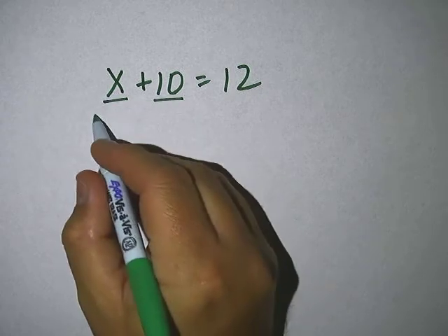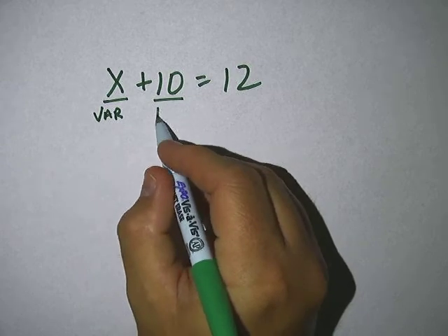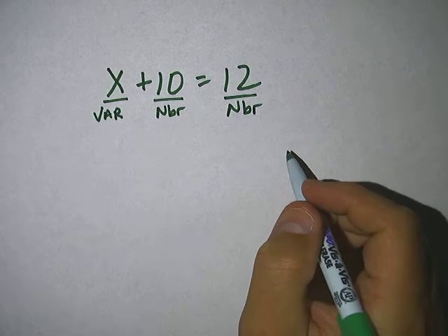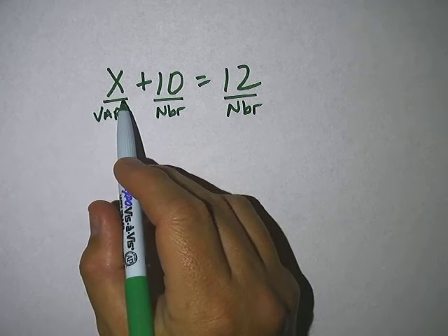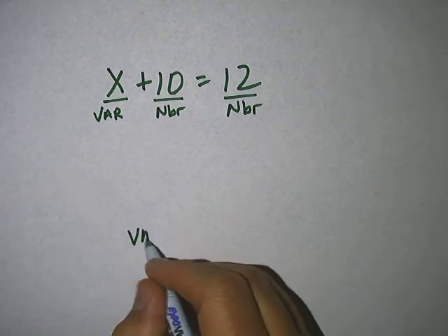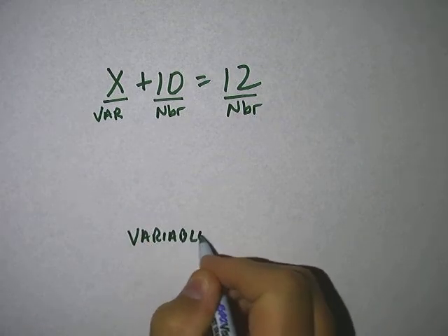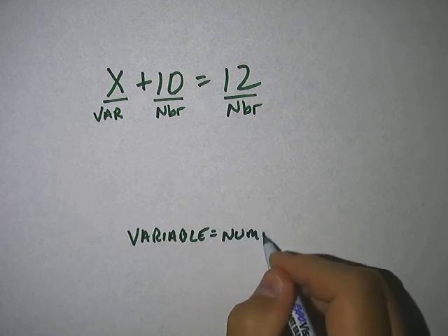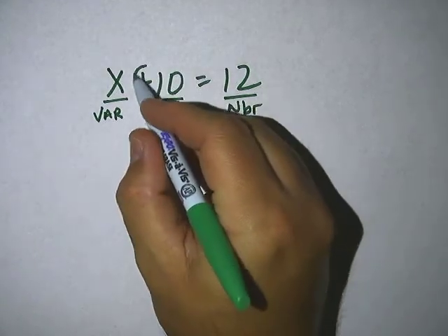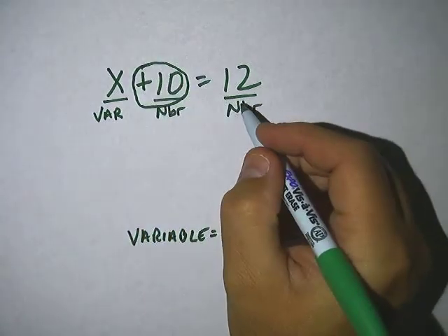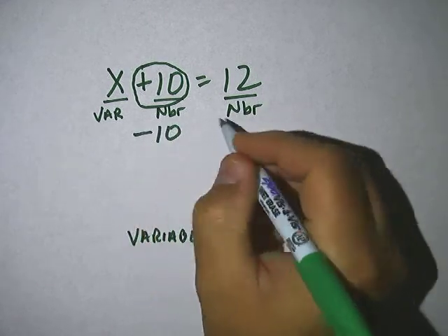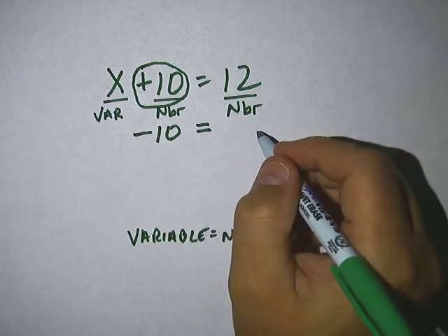So we've got a variable over here, a number, and we've got a number over here. Now this is easy because all the variables are over here, the only one. So I want to get this number over there, because remember, I want to get variable equals some number, so I can know what the variable is. In this case, I can know what x is. So I got to get rid of this 10. It's a positive 10 because I'm adding it. So to reverse that, to inverse that, I'm going to subtract 10.